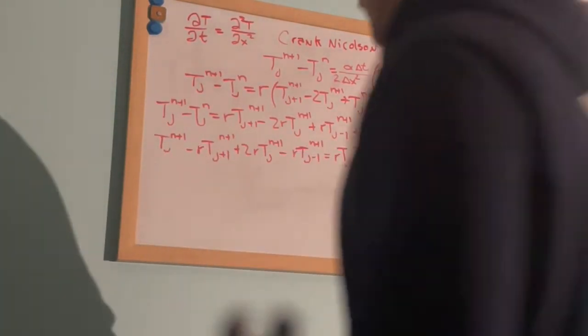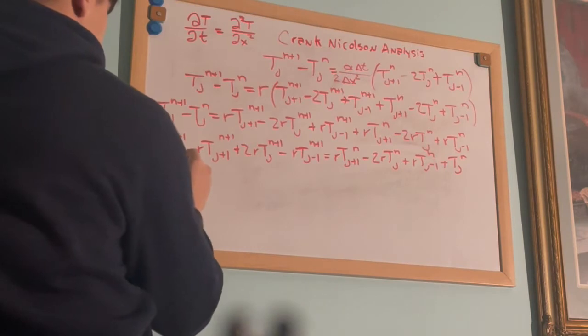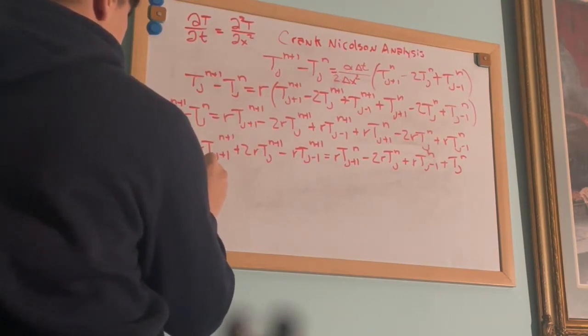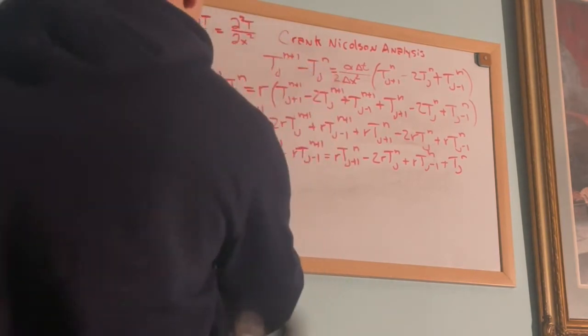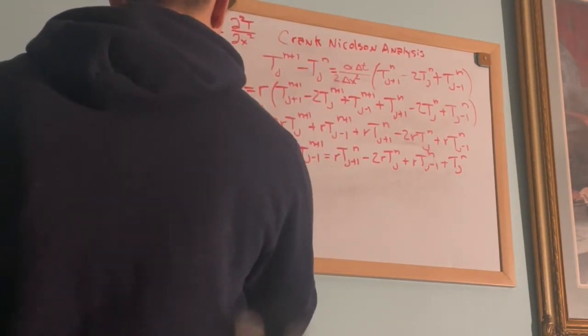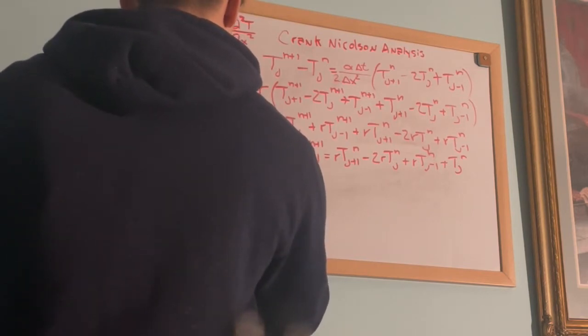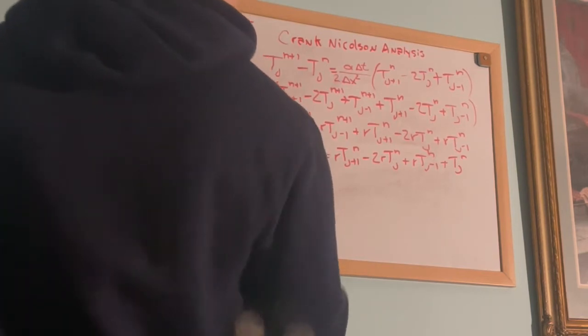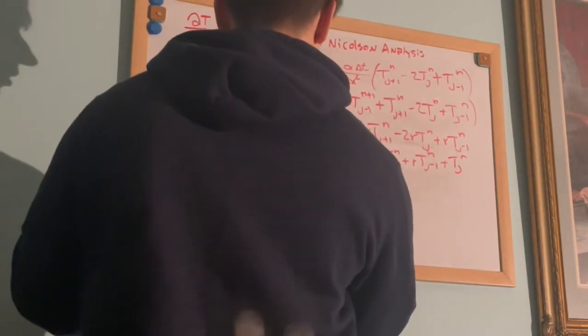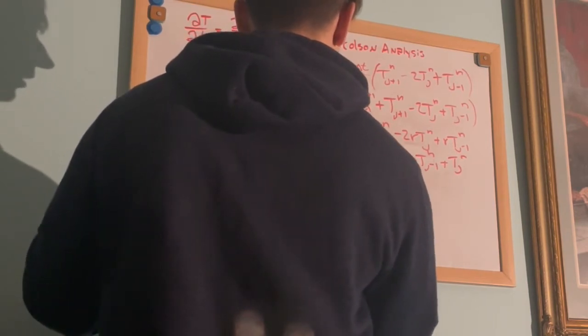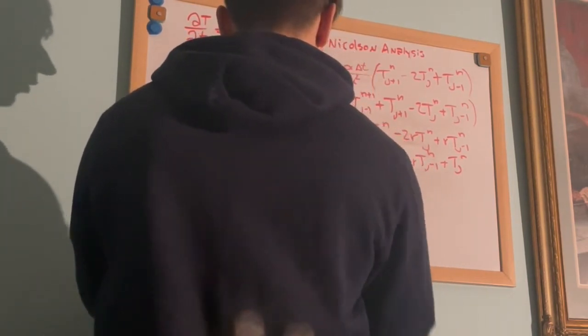So I could just put minus rtj+1, and then what would end up happening is you'd factor out the tj. You have plus tj n+1, and then it would be 1 plus 2r right there, and then you would just have the last term here. So you have minus rtj-1, and that would be n+1, of course, as well.